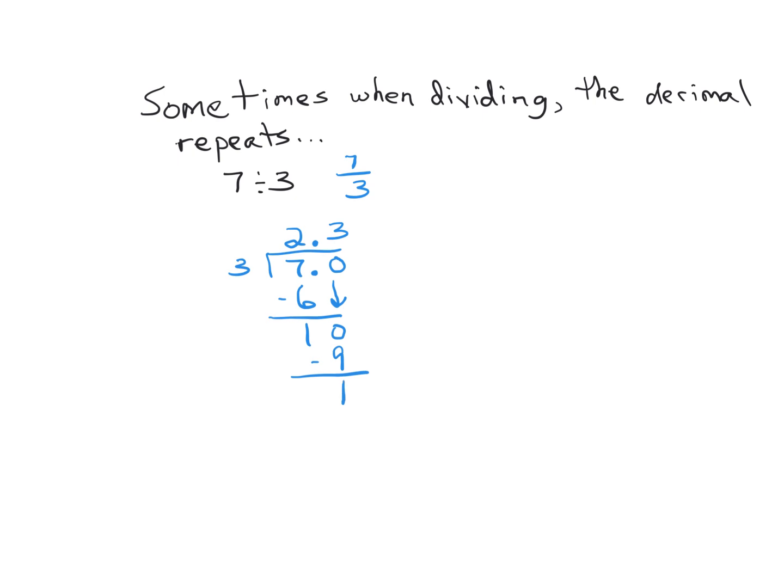I still have a remainder. I don't want to be left with a remainder. So I'm going to put down another 0, bring it down. How many times does 3 go into 10? It goes into it 3 times again. And you can see that this is going to be a vicious circle. It's never going to end. So it's going to be 2.33333333, and the way that we show that is that we just give an answer of 2.3 with a line over the 3, and that shows that the 3 is just repeating.